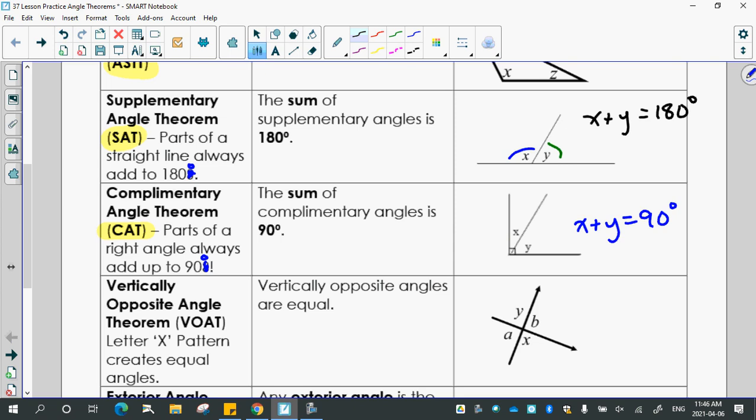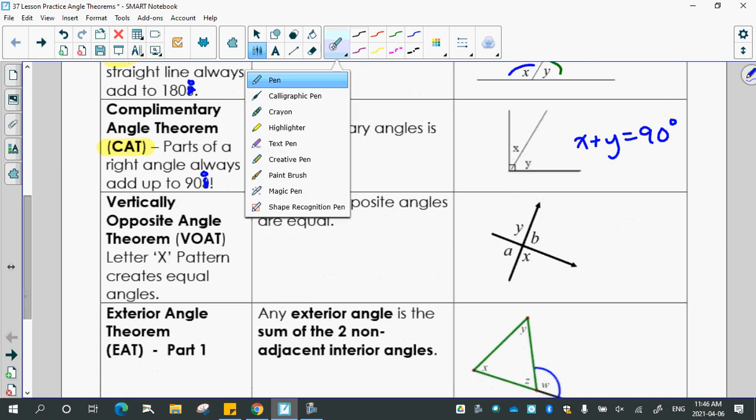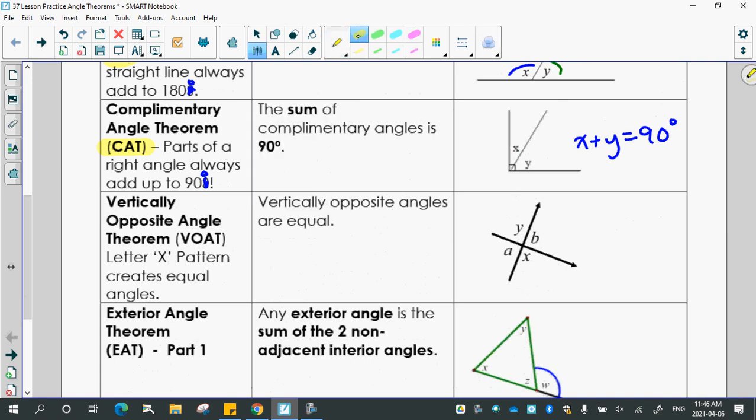Vertically opposite angle theorem. The short form for that is VOTE. Now I call it the letter X pattern as well. It creates equal angles, so anytime two lines cross, the opposite angles are equal, so y and x are equal, and a and b are equal. Angle x is equal to angle y, and angle a is equal to angle b by the VOTE, vertically opposite angle theorem.